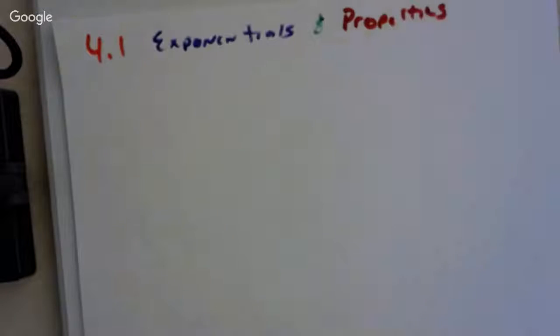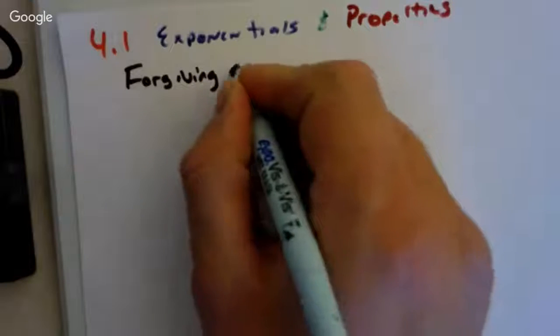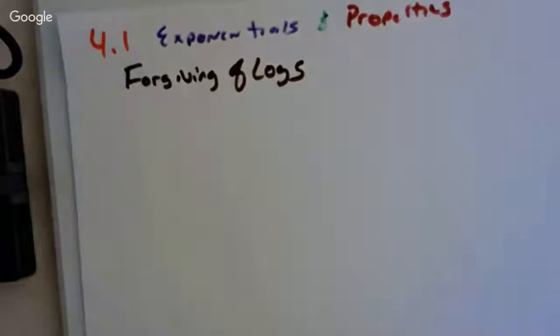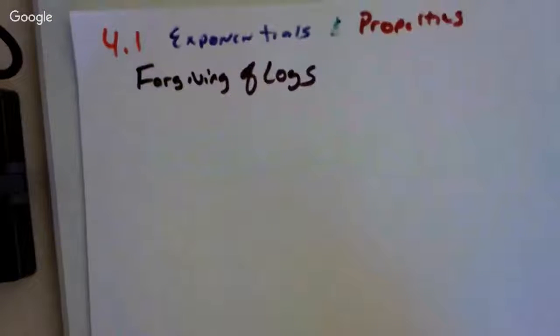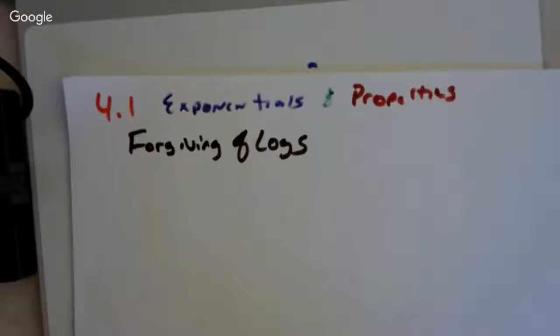Okay, what do I need you to be today? I need you to be forgiving. Forgiving of logs. Seriously, all your dreams come true in logarithms. All your dreams come true. They do. Yes, but Denise, what am I asking you to be today? Forgiving, right. Which means you got to take out your notes, you got to take notes, you got to do all those things that good students do.